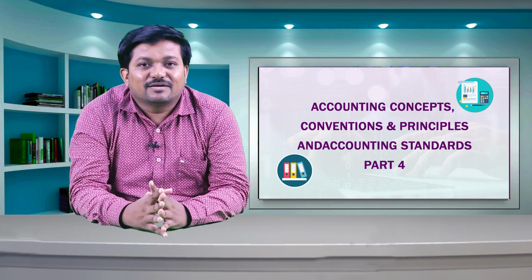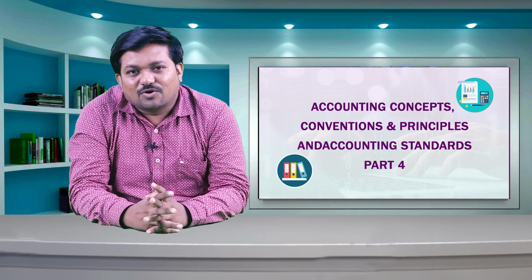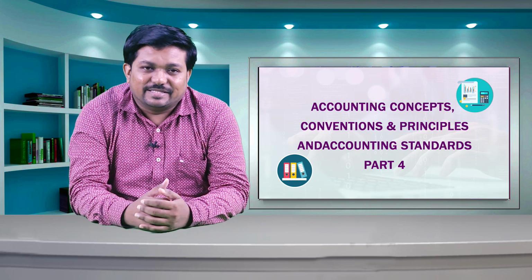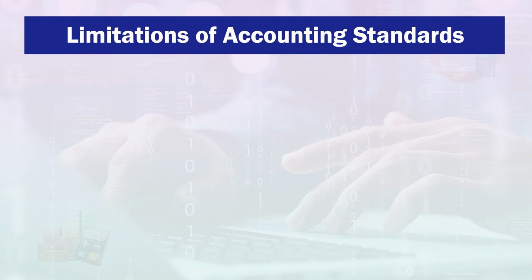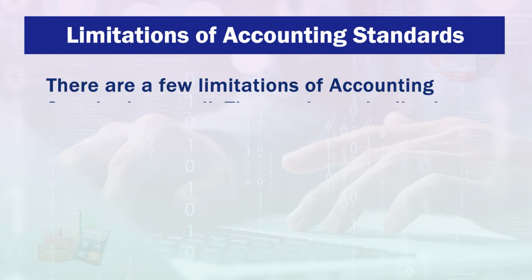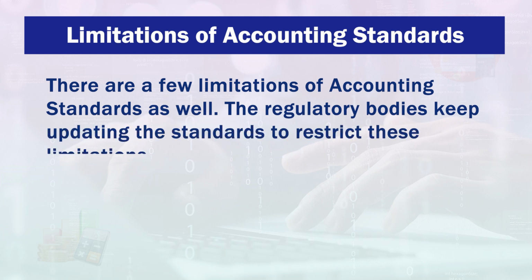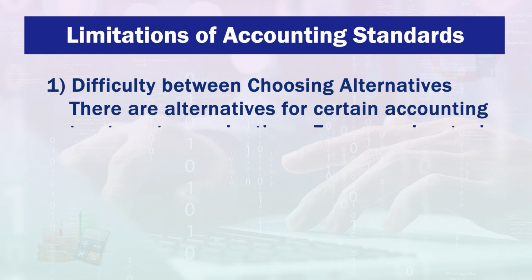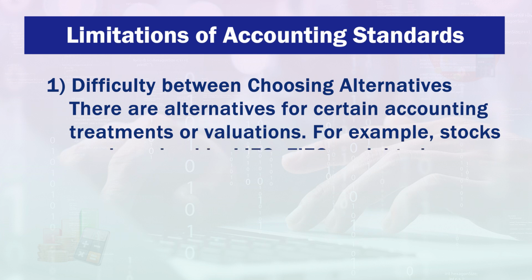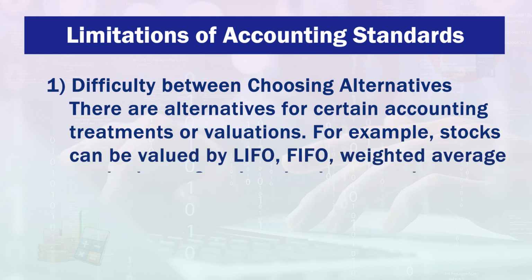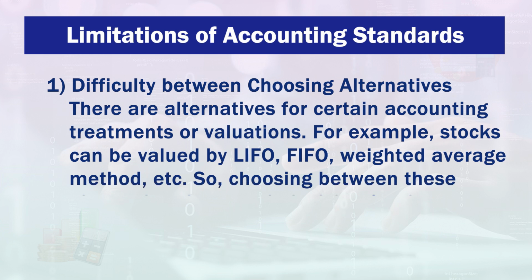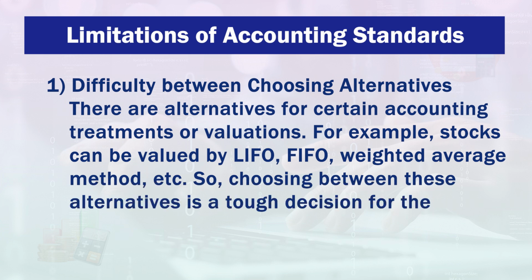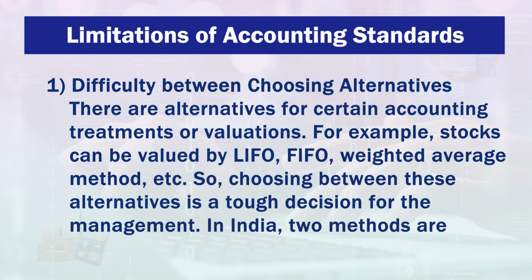Every concept has certain limitations and accounting standards also have certain limitations. Let us see them. Limitations of accounting standards. There are few limitations of accounting standards as well. The regulatory bodies keep updating the standards to restrict these limitations. Number 1, difficulty in choosing between alternatives. There are alternatives for certain accounting treatments or valuations. For example, stocks can be valued by LIFO, FIFO, weighted average method, etc. So, choosing between these alternatives is a tough decision for the management.